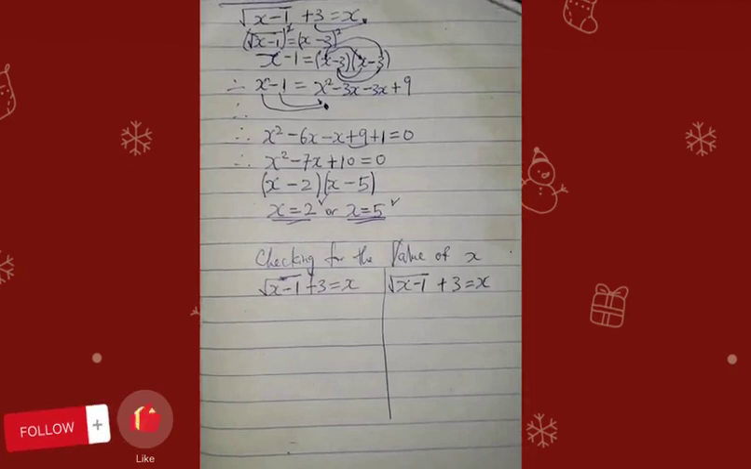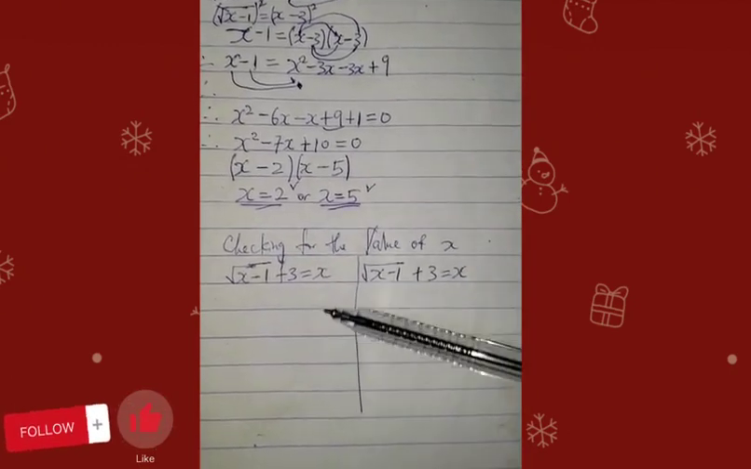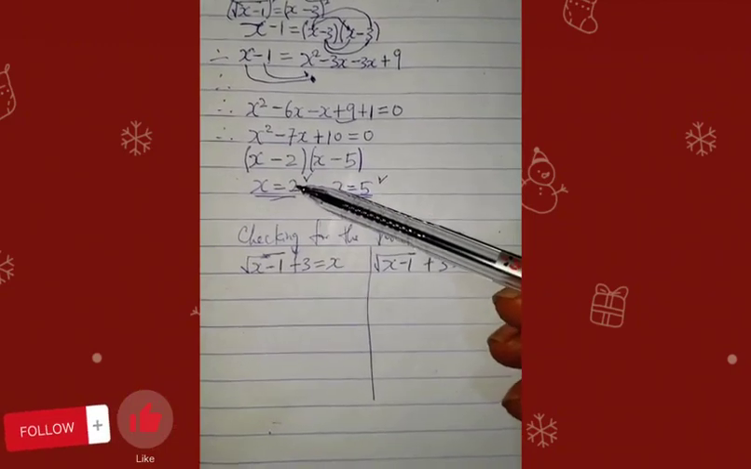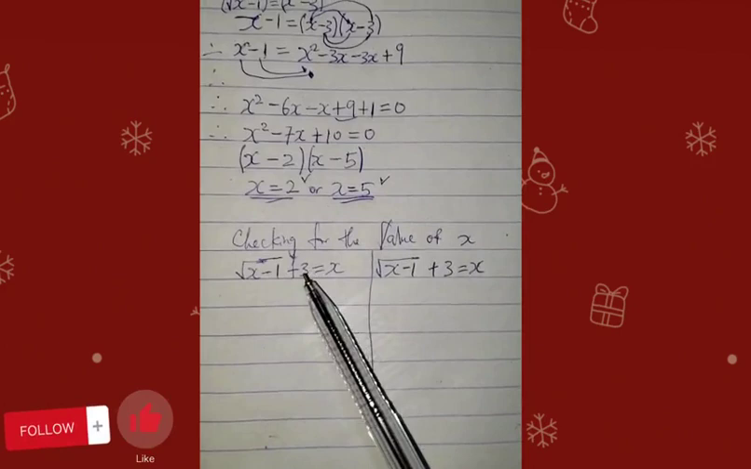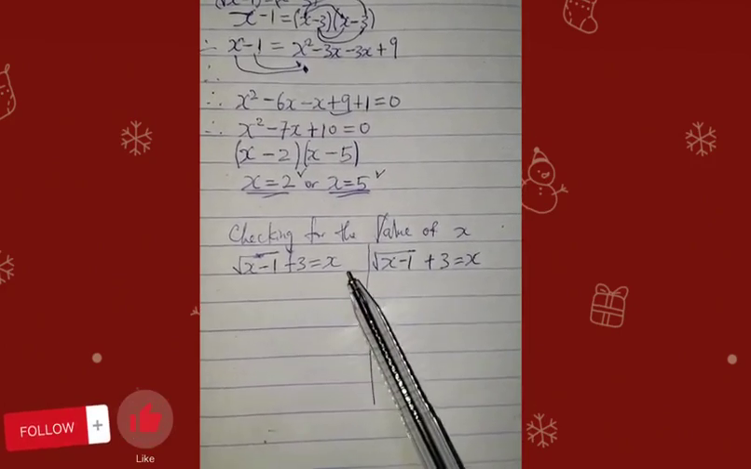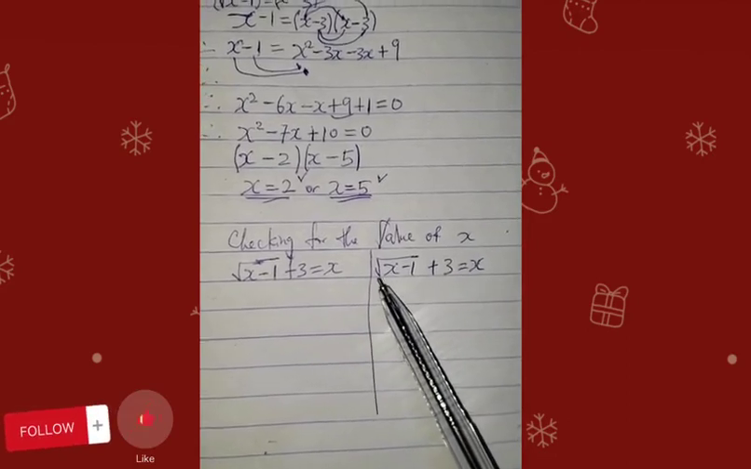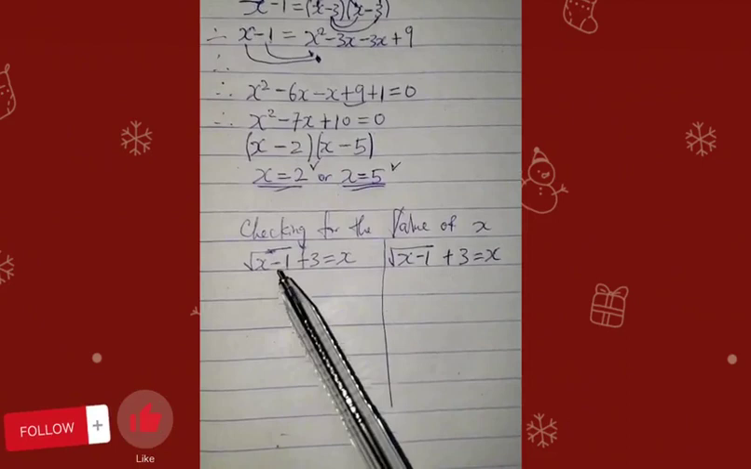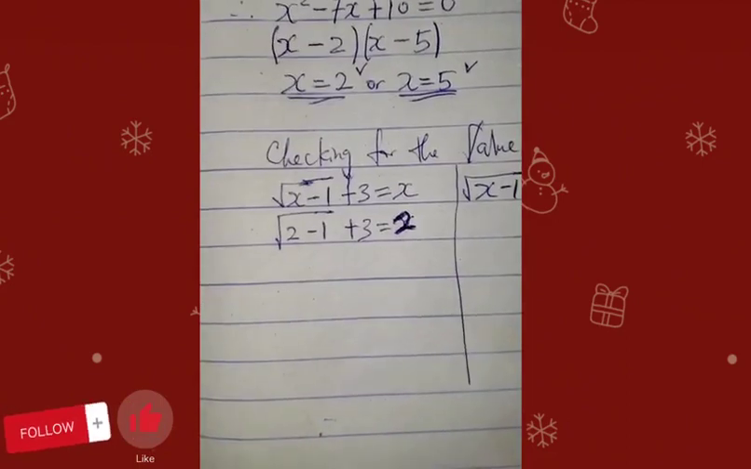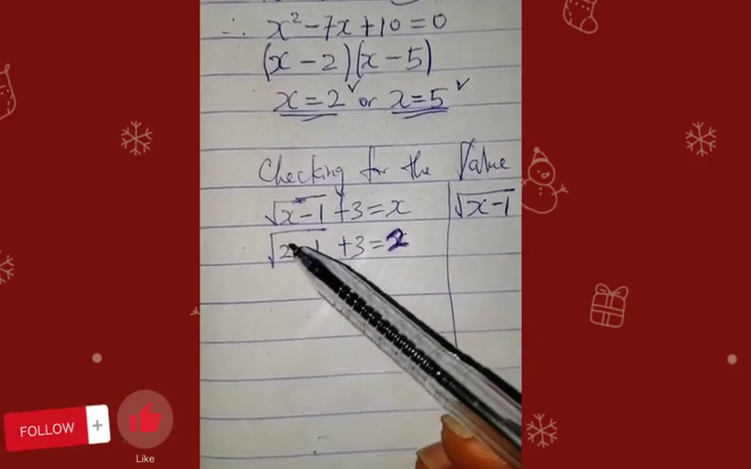Now what we just did here is that we copied the actual question into this side. You want to check for 2 here. I mean, you substitute 2 here, then you substitute 5 here. You want to see if what is here should give us exactly the number value here, and if what is here, when we work it, should give us exactly the number value here. Now let's substitute for this 2.